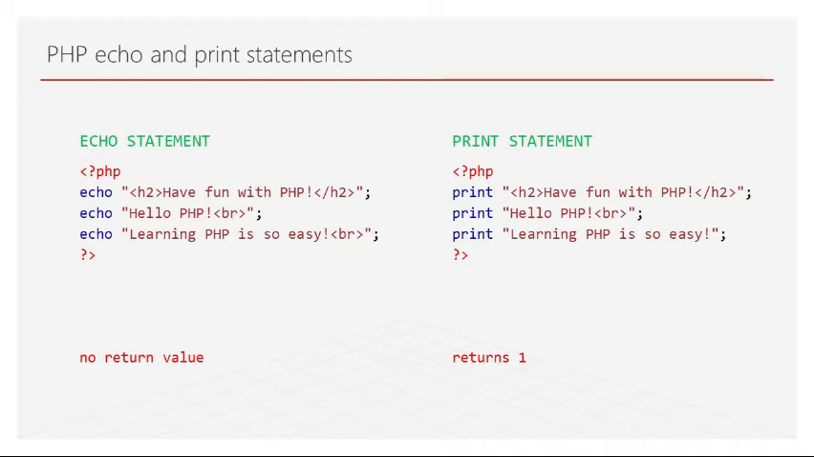The PHP echo statement. The following example program shows how the echo statement is used to output text. The echo statement is used without or with parentheses. The first example on the left-hand side demonstrates how the echo statement is used to output text. The PHP print statement. The print statement is used without or with parentheses. The second example on the right-hand side demonstrates how the print statement is used to output text.